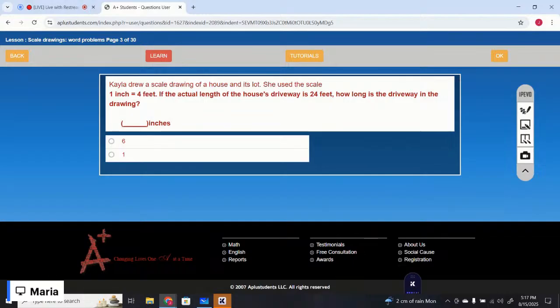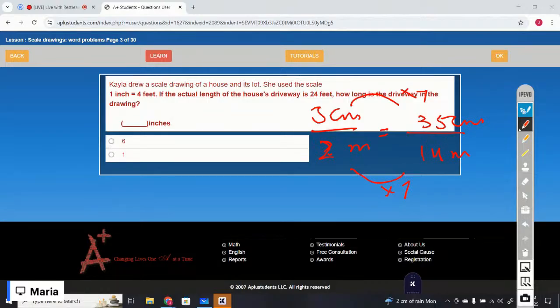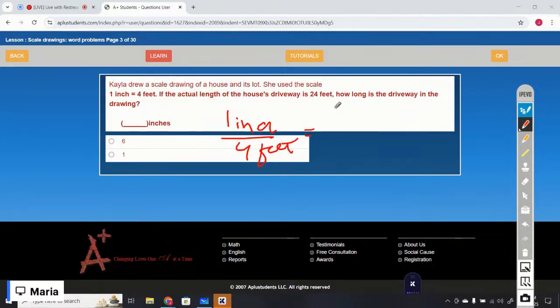Kelly drew a scale drawing of a house in its lot. She used the scale 1 inch equals 4 feet. If the actual length of the house driveway is 24 feet, how long is the driveway in the drawing? So you need to calculate how long that driveway is in the drawing.